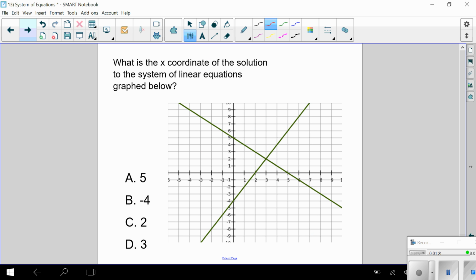Why don't you try this one on your own? The solution is at 3, 2, and they're asking for the x coordinate, so that would be 3.